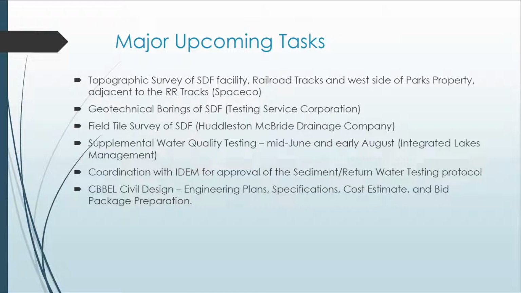We don't want to block or break any field tiles that affect any drainage of any on or off surrounding properties. We want to make sure we accommodate all incoming and outgoing drainage and not impact any of the agricultural tiles. We want to do additional water quality testing in the lake. This is, again, to help us determine the final decision about the alum treatments.